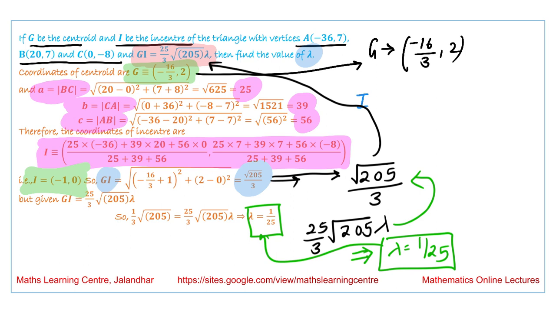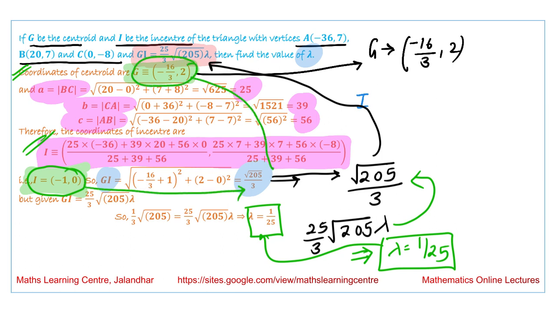So what we have done is calculate the centroid using the formula. We have calculated the incenter by using the direct formula. From the incenter and the centroid, we have used the distance formula to calculate GI, and then we have compared it with the given value to obtain the value of lambda.